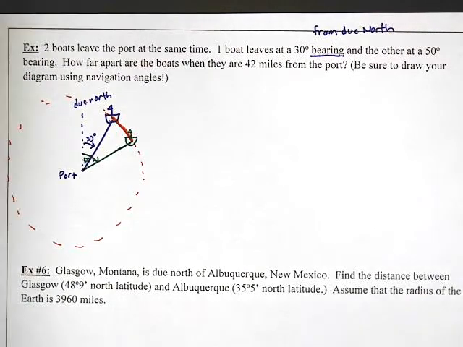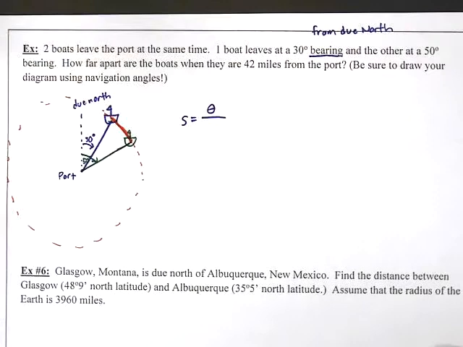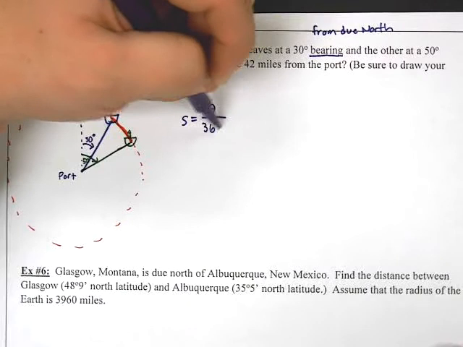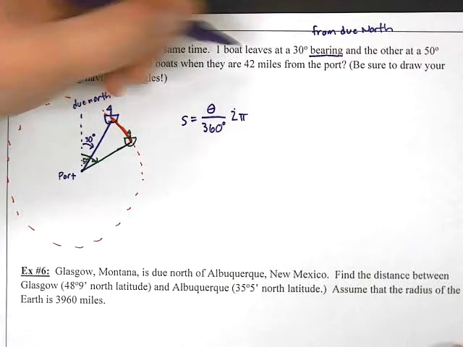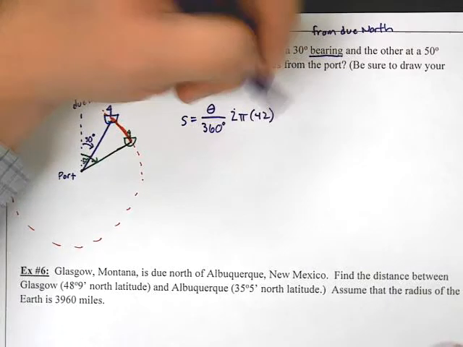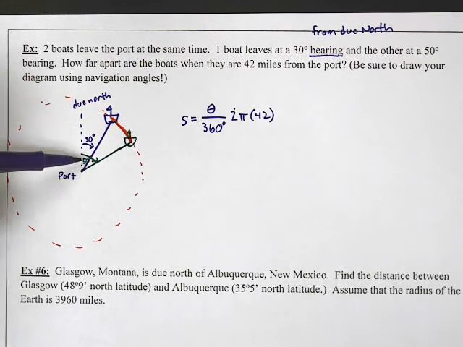All right, so we set up our equation. We know that we're going to use S is equal to theta over, we're in degrees, so 360 and then times 2 pi. And we already know that the radius is 42, so I can plug that in too. My question is, what do I use for theta? What do I use for theta? Do I use the 30? Do I use the 50?